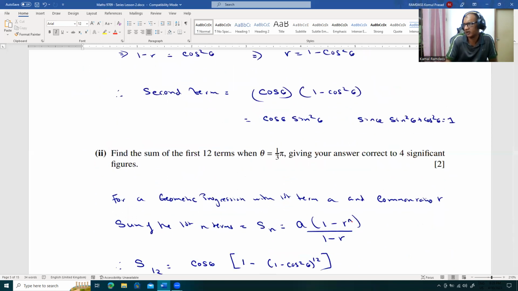As required. Okay? Find the sum of the first 12 terms when theta is equal to pi by 3, giving your answer correct to 4 significant figures.